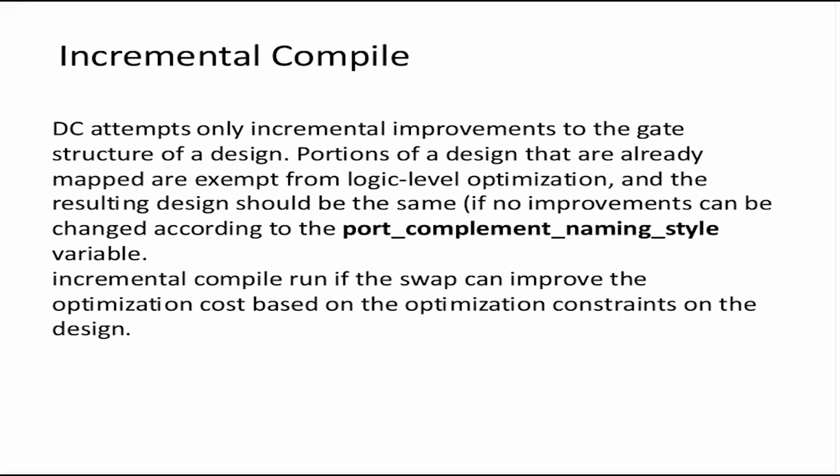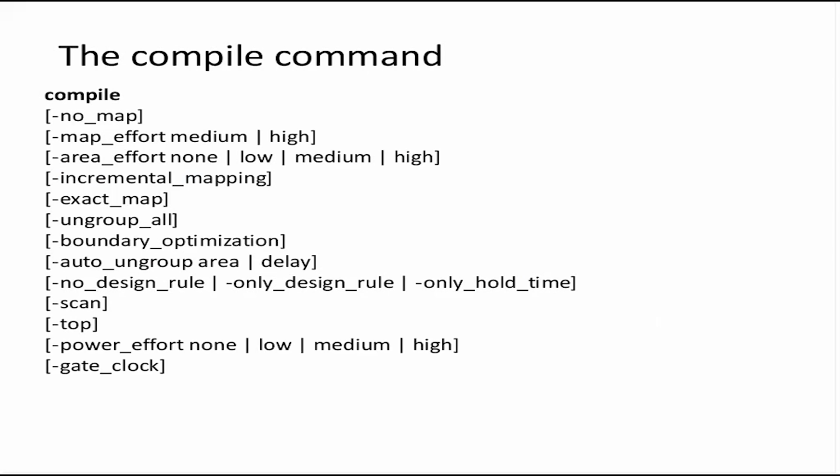So apart from these options, there are multiple options: exact map, ungroup all, and so on. You could read more about it. There will be examples. As and when we proceed in this course, we will see some of the examples, and then I'll explain the option. This option is very important, very interesting: gate clock. I'll have a couple of lectures on power, and I'll discuss this gate clock during the power discussion. This gate clock is used to save power, save dynamic power. We'll see how, and we'll see what this option does.